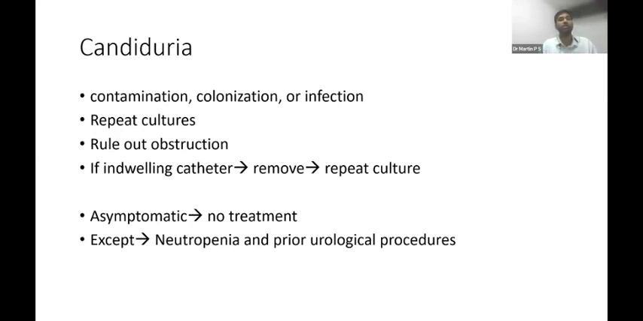But the guidelines per se say that for asymptomatic candiduria without any active features of infection in patients on SGLT2 inhibitors, you needn't stop. But the exceptions are patients who have neutropenia or are awaiting urological procedures. In these patients, it is always justified to stop.